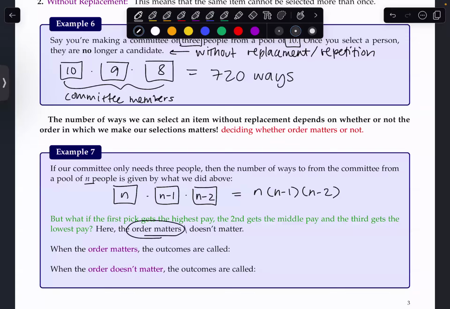So here, whether I choose you first or second is different because the pay is different. So really the positions, I can tell a difference between them. They are distinguishable. And so here I'm going to say order does matter, because if I choose you first, second, or third, it will give you a different outcome. Okay, and when the order matters, we're going to call this outcome a permutation.